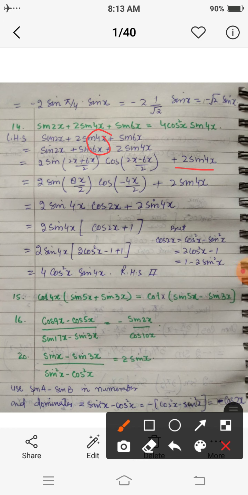Now after simplifying these, and using cos of minus θ is cos θ, that is here cos of minus 4x upon 2 is simply cos 2x. After simplifying, we get twice sin 4x cos 2x plus twice sin 4x. Now taking sin 4x and 2 as common, it is twice sin 4x into (cos 2x plus 1).